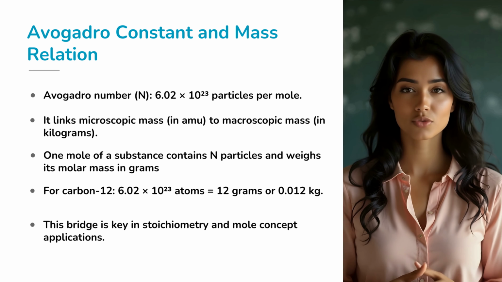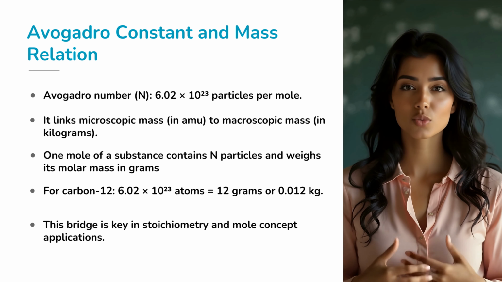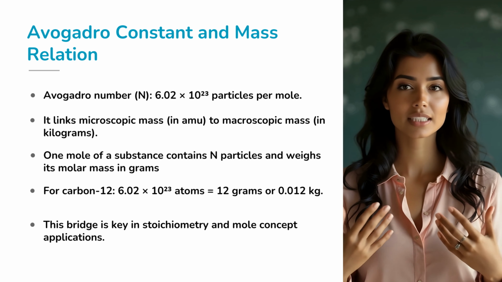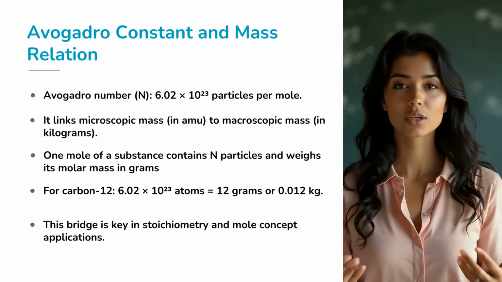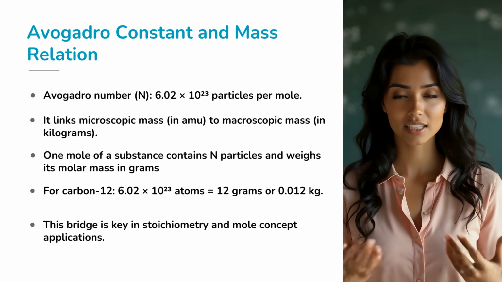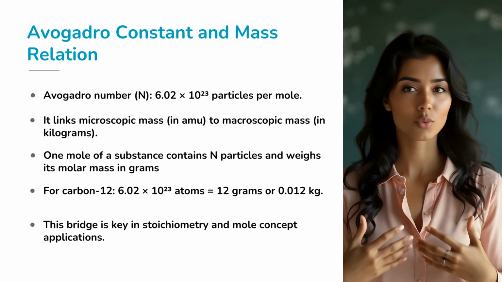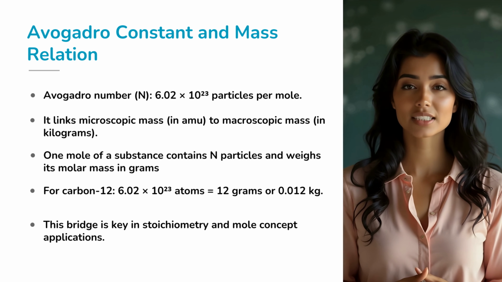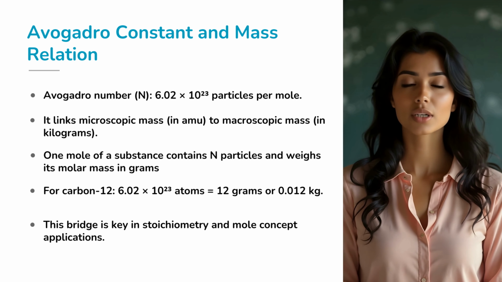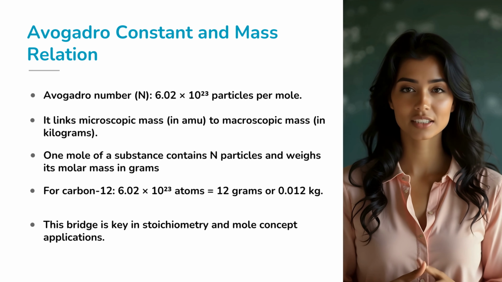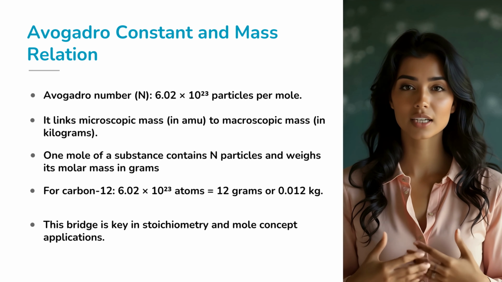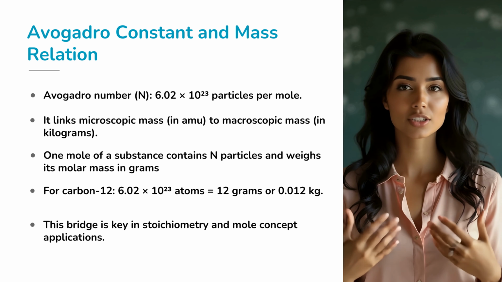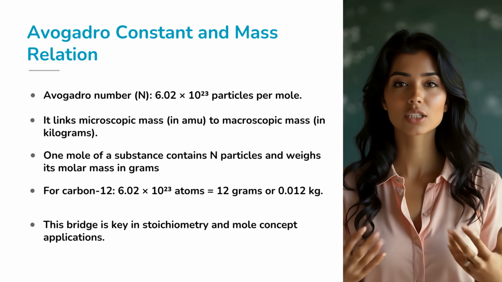So how do we move between these micro and macro worlds? The answer lies in Avogadro's number, 6.02 times 10 to the power 23, which tells us how many particles are in 1 mole of a substance. This number connects the atomic scale with everyday lab scale quantities. For instance, 1 mole of carbon-12 atoms, that's 6.02 times 10 to the power 23 atoms, weighs exactly 12 grams.